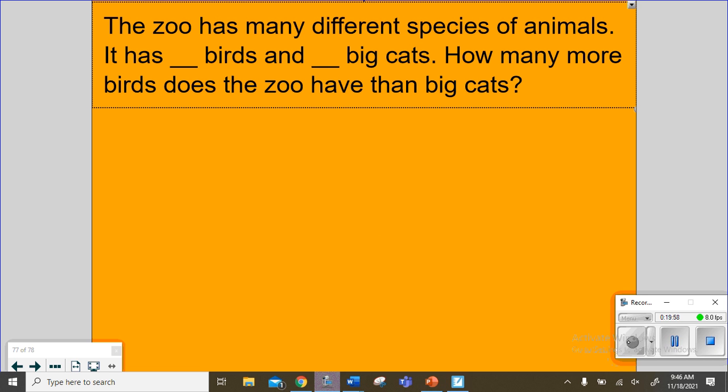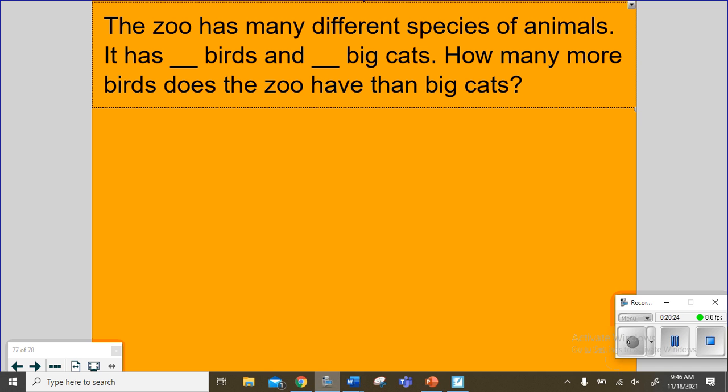All right, we're going to do one more problem together. This problem reads, the zoo has many different species of animals. It has blank birds and blank big cats. How many more birds does the zoo have than big cats? What's going on in this problem? What do you notice? What do you wonder?